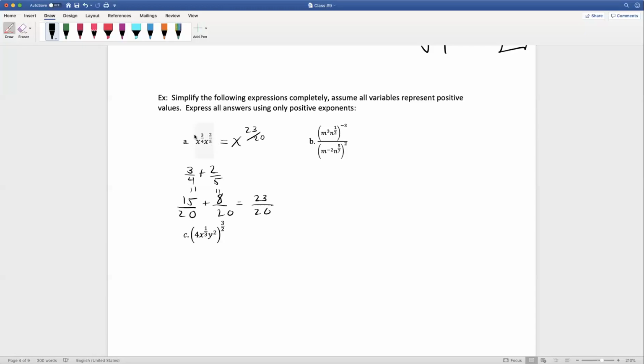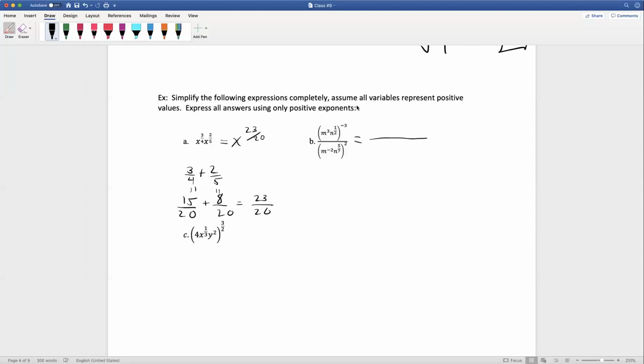So again, it just makes it more interesting because instead of dealing with exponents that are integer values, we're now dealing with exponents that are fractions. Fractions make everything a little bit more interesting. All right, let's take a look at the next example.